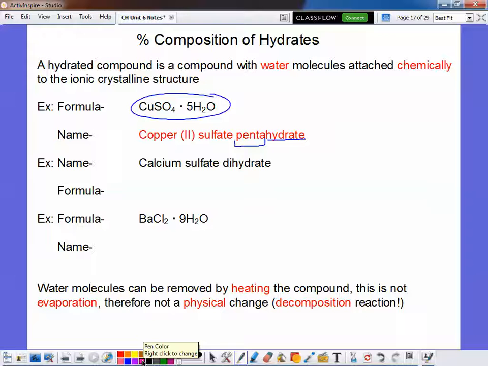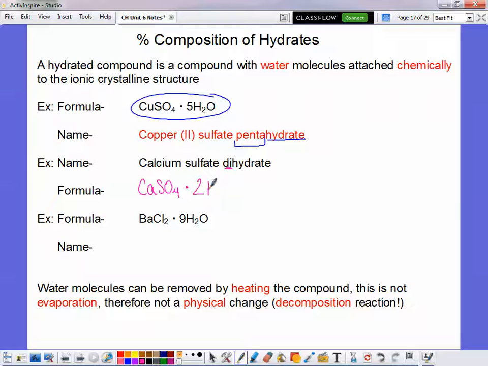So calcium sulfate dihydrate: calcium sulfate is CaSO4, and then it's dihydrate, so we do a little dot, 2H2O. And then for BaCl2·9H2O, BaCl2 is barium chloride. And then 9, the prefix for 9 is nona, and then hydrate. So all together, it's barium chloride nonahydrate.